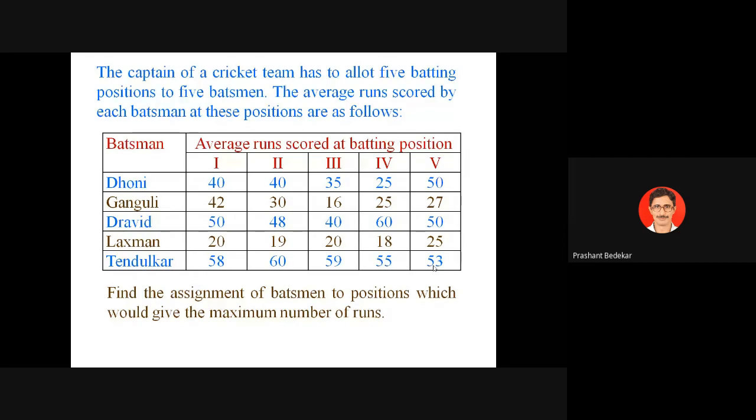Okay. So out of these 5, which 2 should be sent as openers? And out of those 2 openers, who should be sent to the facing end and who should go to the running end? Who should be sent 1 down? Who should be sent 2 down? Who should be sent 3 down? This is an assignment problem.